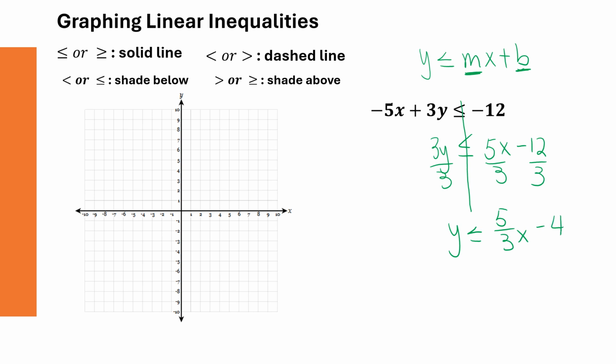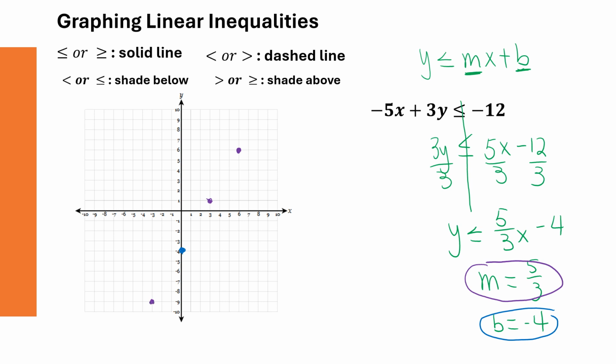Now I can graph my line. So slope is 5/3 and the y-intercept is negative 4. So again, when we graph a linear line, we always start with the y-intercept, which is negative 4. So that's on the y-axis. And then I'm going to use my slope, which is 5/3. And since slope is positive, you're going to go up 5 and then over 3, and then up 5 and then over 3. And if you want to go in the other direction, you can go down 5 and left 3.